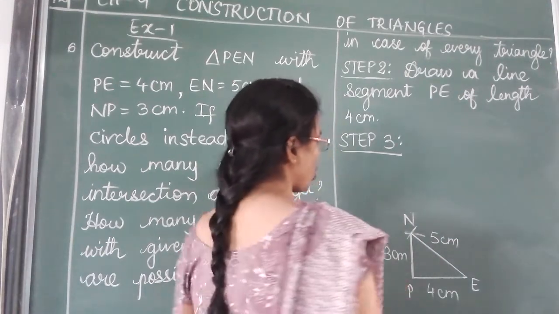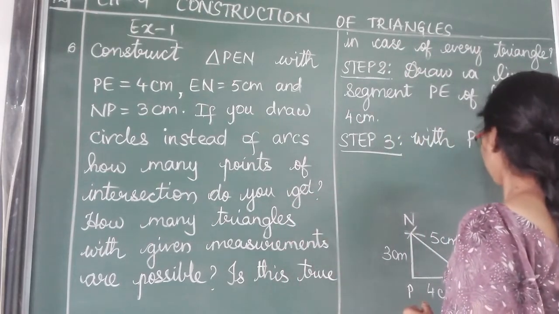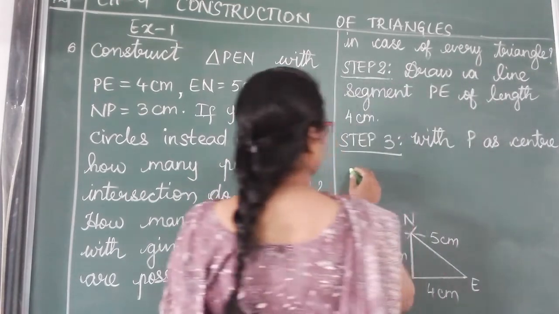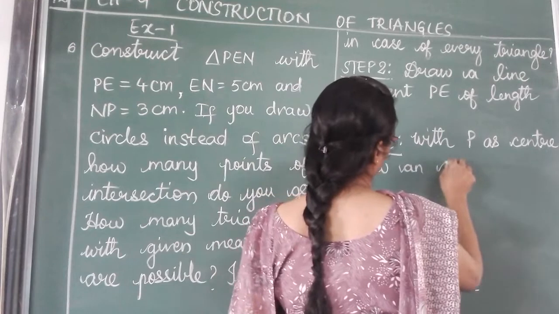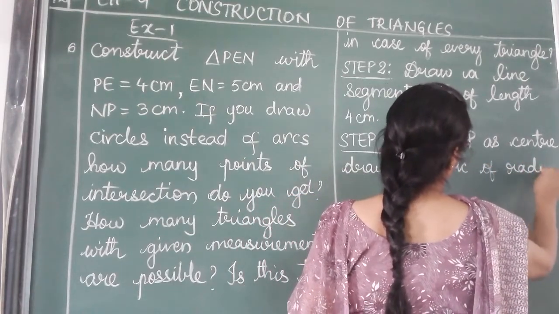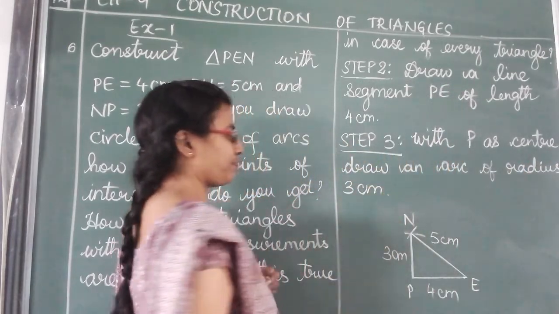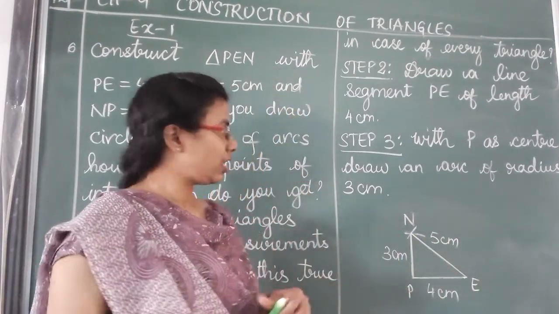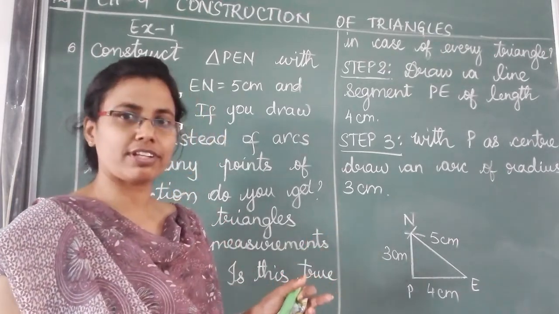Very good. So with P as center, draw an arc of radius 3 centimeters. Yes, 1 arc we have finished drawing. Step 4, I'll write. Copy this in your classwork books, children.